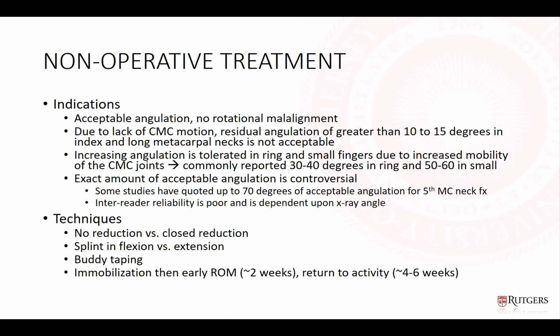Indications for non-operative management include acceptable angulation without rotational malalignment. Given the lack of CMC motion at the index and long finger metacarpals, more than about 5 to 10 to 15 degrees is commonly cited as the cutoff for non-operative treatment. Increasing angulation is better tolerated in the ring and small fingers and is commonly reported as 30 to 40 degrees in the ring and 50 to 60 degrees in the small finger. However, there are several studies that report good functional outcomes in fractures with up to 70 degrees of acceptable angulation for fifth metacarpal neck fractures.